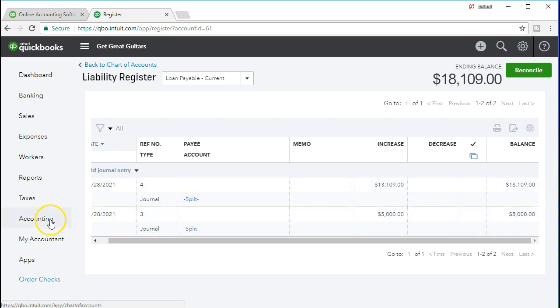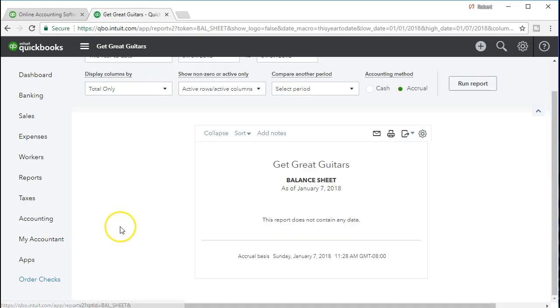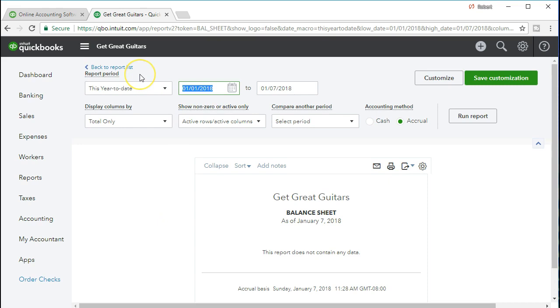Let's take a look at that on the financial statements as well. So we'll go to the financial statements. We're going to go to the reports on the left side. We're going to go to the balance sheet. We're going to change the dates to 01/01/21 to 02/28/21, and that's January 1st, 2021 to February 28th, 2021.